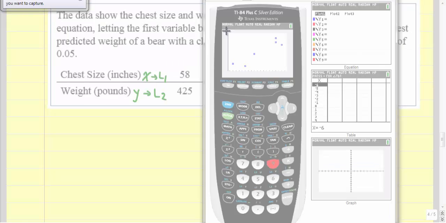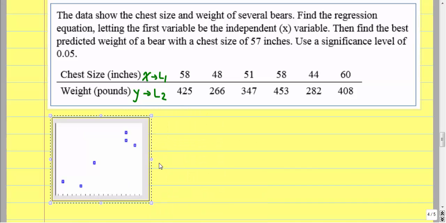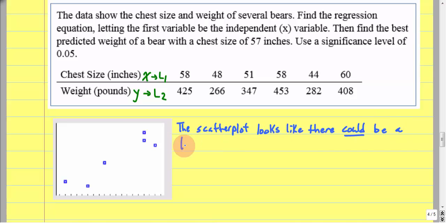So let's go ahead and put that into my data output here so it can kind of get an idea if linear correlation seems appropriate. So the scatter plot, now, just looking at the scatter plot's not good enough, but it gives me an idea. The scatter plot looks like there could be a linear correlation. So now we actually have to go through and check.